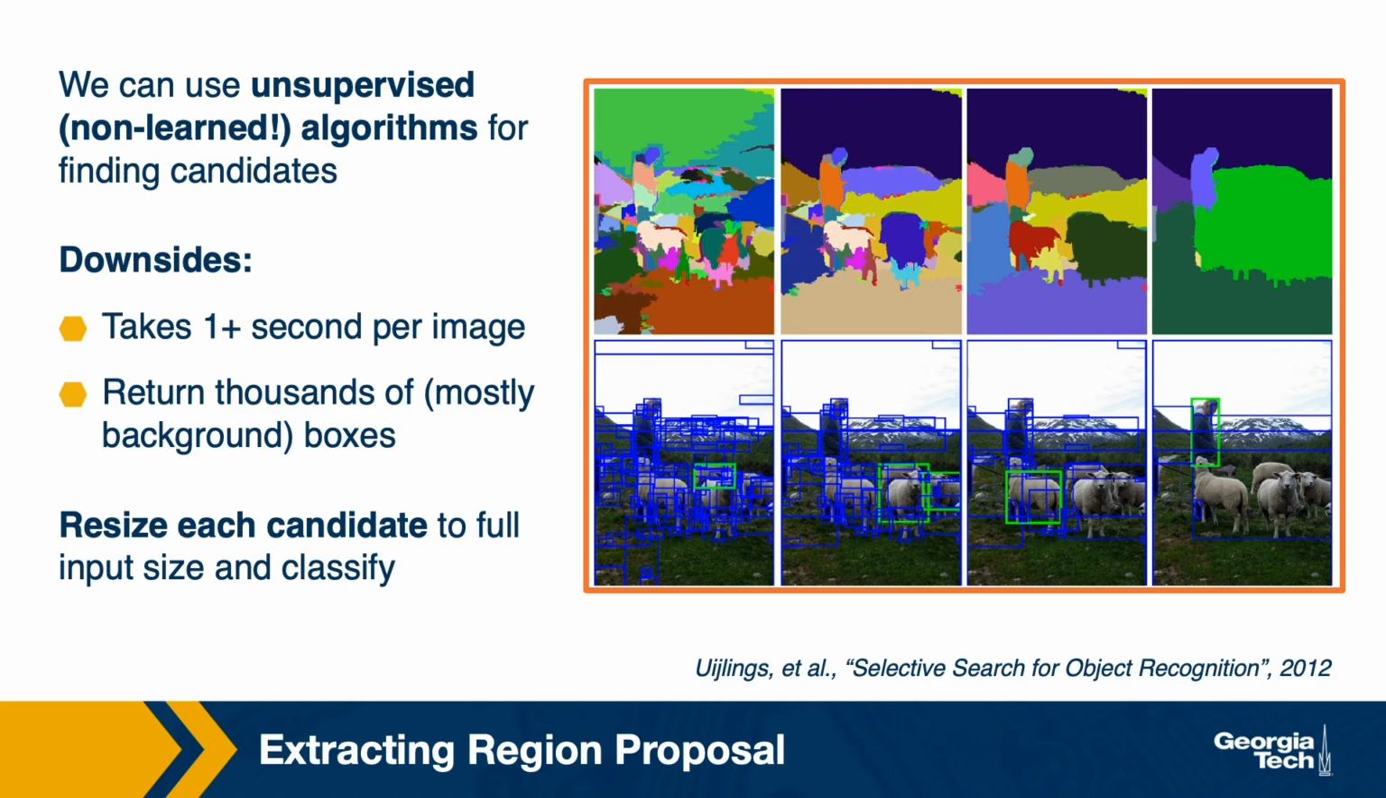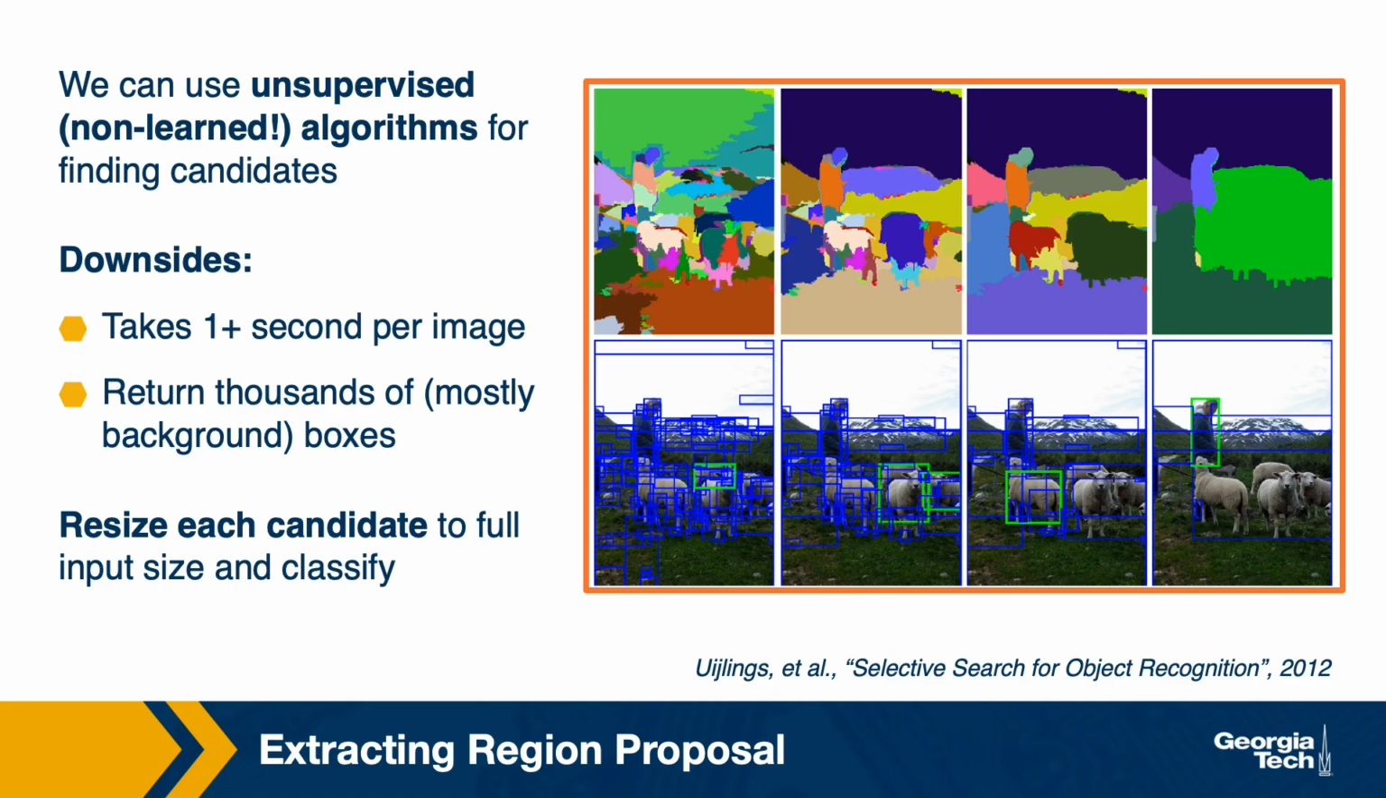And we can do this at multiple scales. That is, we'll take the same image, resize it to be bigger and bigger or smaller, and then extract these segmentations. And then we'll combine all that information to get a set of candidate bounding boxes, which may be around some objects. For example, the algorithm shown here is called selective search.